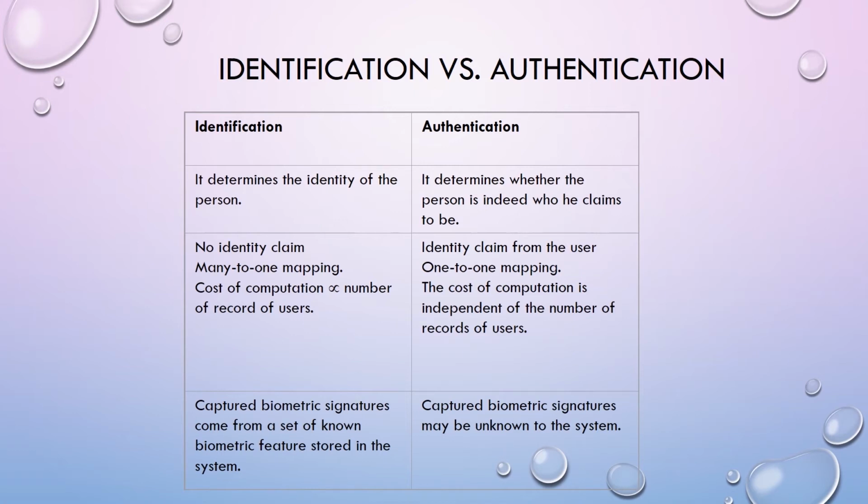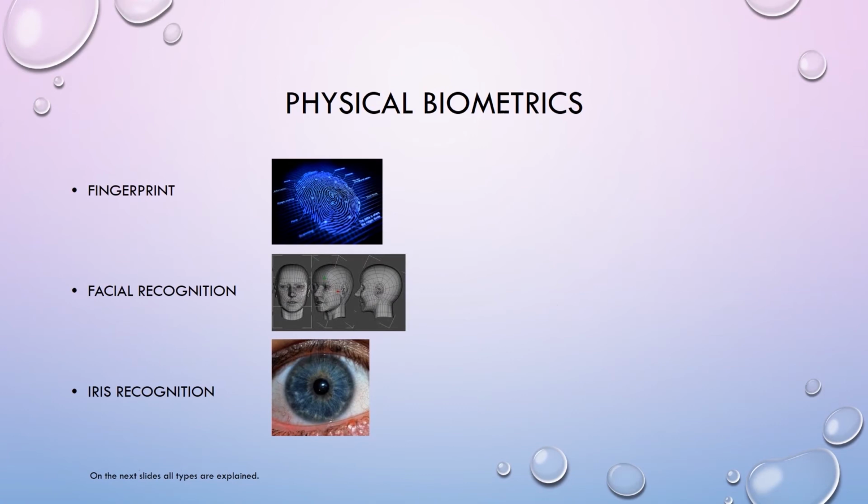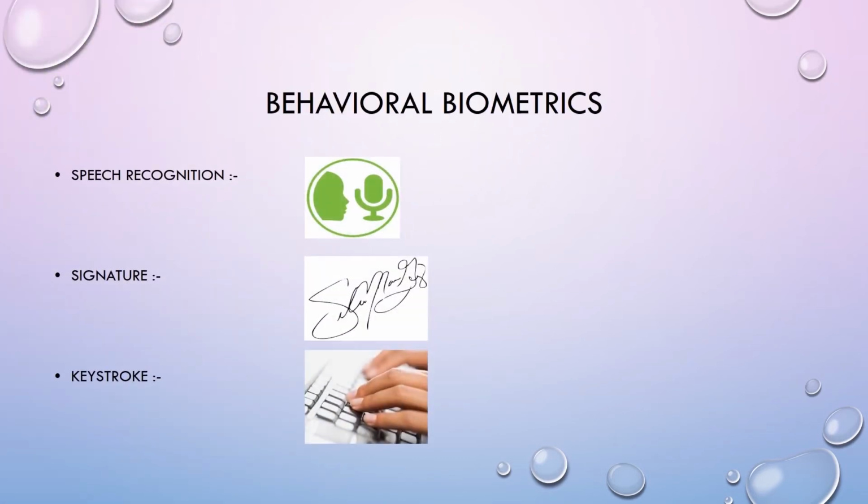Third. Types of biometrics, subcategory. There are mainly three types of physical biometrics. They are fingerprint, facial recognition, and iris recognition. Behavioral biometrics consist of speech recognition, signature, and keystroke.